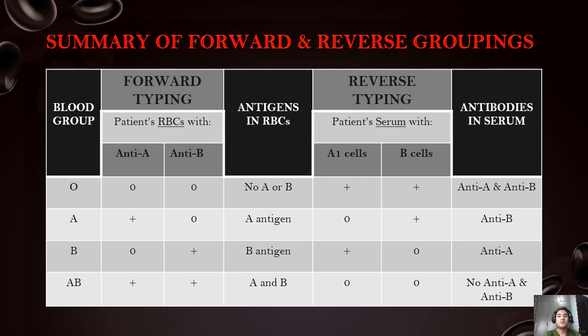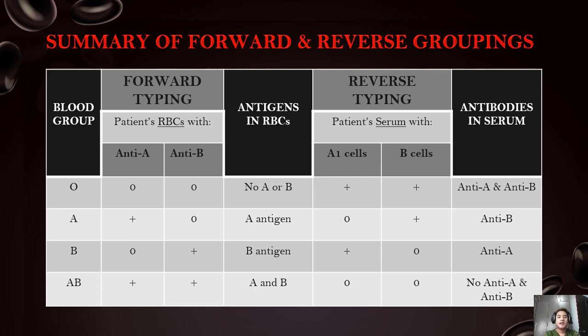So in forward grouping, we use antibodies as reagents, while in reverse typing, we use suspensions of red cells containing known antigens. The basic principle for both ABO grouping procedures is the formation of an antigen-antibody complex that causes visible agglutination, which represents a positive reaction. So, reviewing our Landsteiner rule: a person does not have antibody to his own antigen, and a person has an antibody to the antigen he lacks.